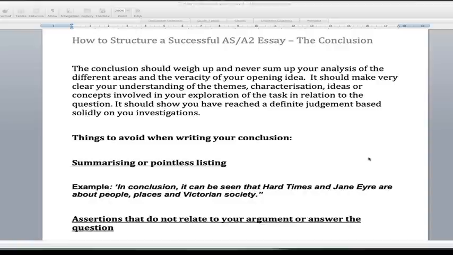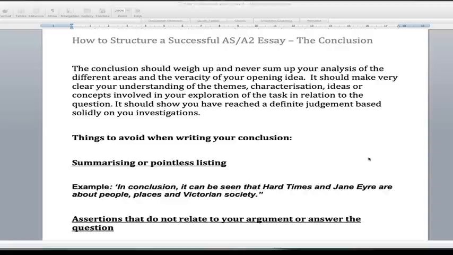The conclusion comes at the end of a long series of planning points and working out what your argument's going to be. The conclusion should always weigh up. That's looking at and evaluating what's been written in relationship to the question, and not just summarising what you've said before. If you did that, it just makes the conclusion unclear and it takes away from the coherence of your argument.